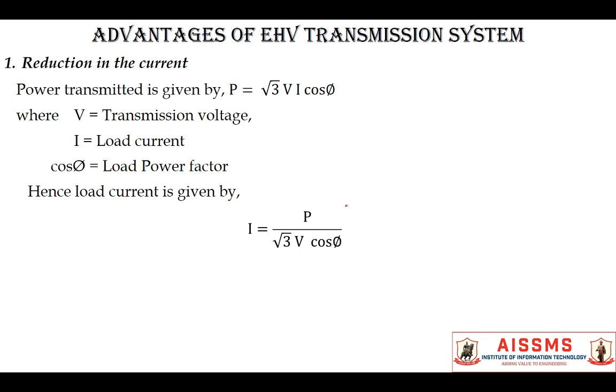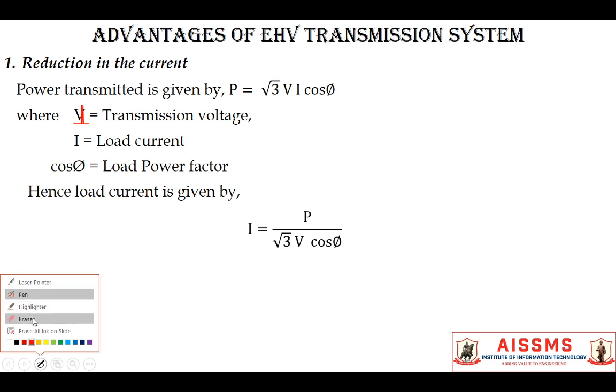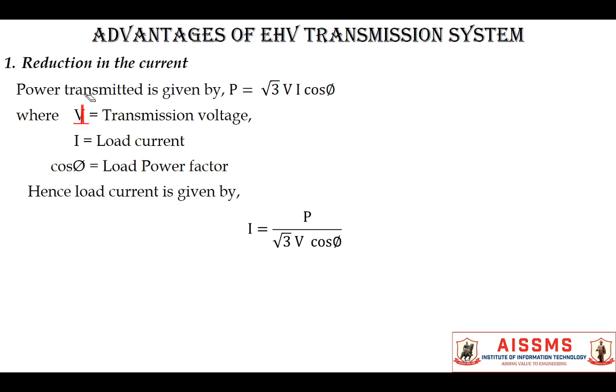As you know, power transmitted through a transmission line in a three-phase AC circuit is given by P equal to root 3 VI cos phi. This V is the transmission voltage, I is the load current, and cos phi is the load power factor. So power is given by root 3 V I cos phi.